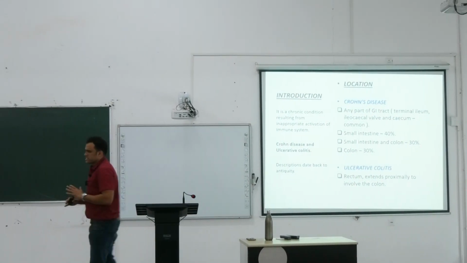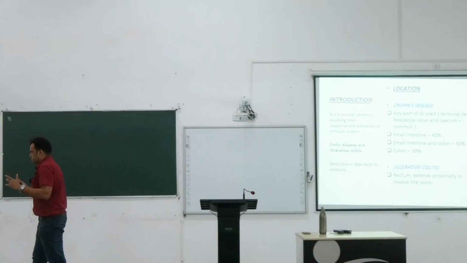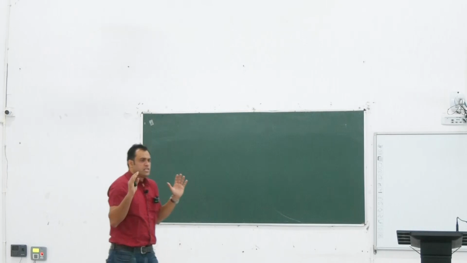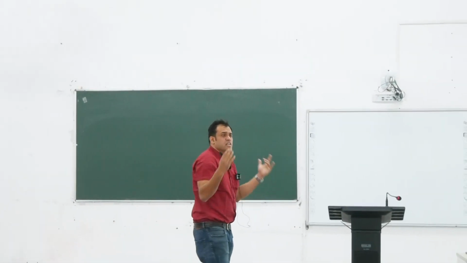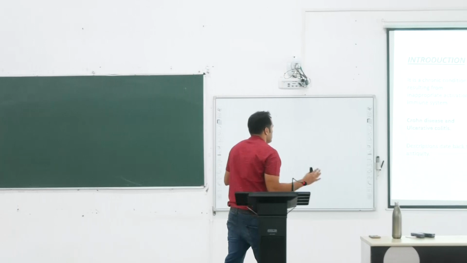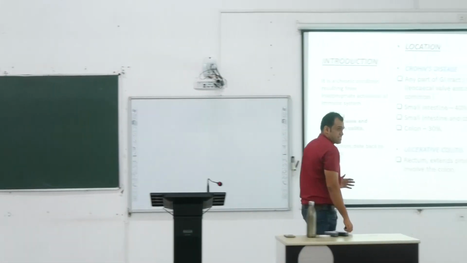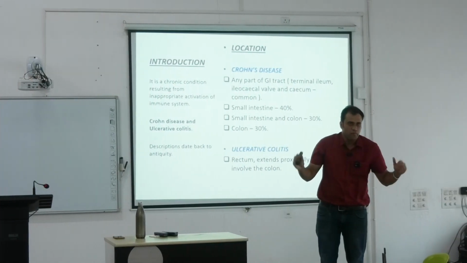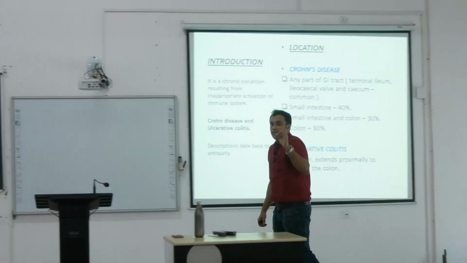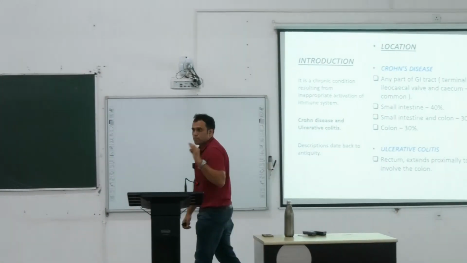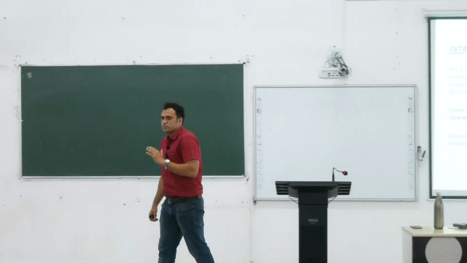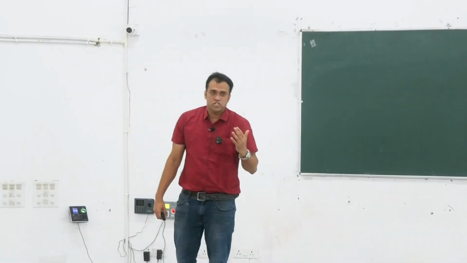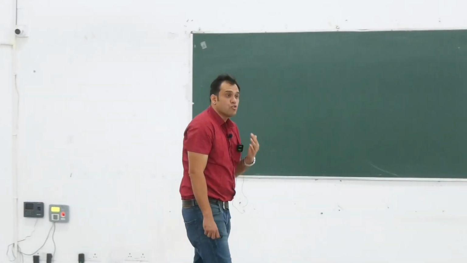It's a very age-old disease. The history dates back to antiquity. If you search the literature, you can find descriptions of the disease from the 15th or 16th century. It's a chronic condition, not an acute condition. It takes many years to form. It results from inappropriate activation of the immune system. So the two most important diseases that we cover are Crohn's disease and ulcerative colitis.